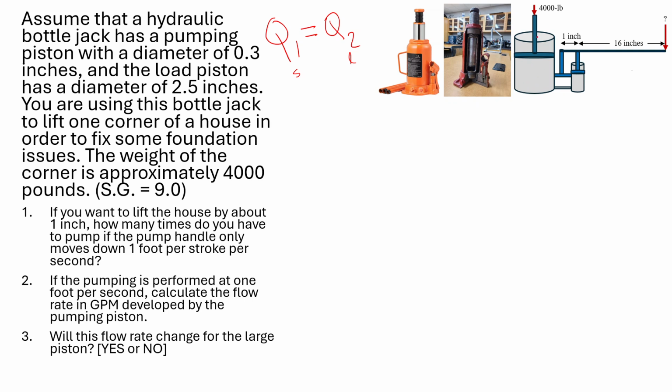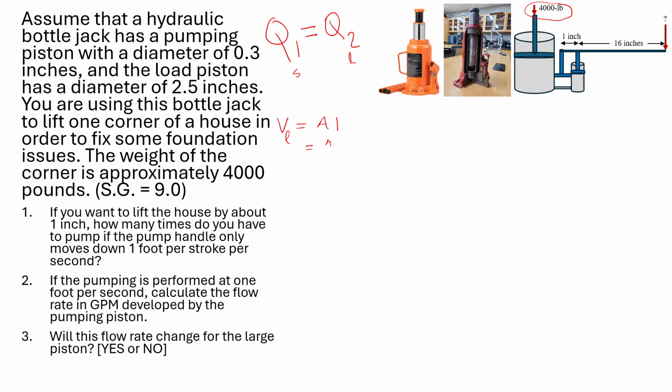However, the movement will be different here, because if you calculate the total volume displaced, in this scenario, this bottle jack is used to lift a corner of a house which is about 4,000 pounds, so it is lifting 4,000 pounds. The house corner needed to be lifted about 1 inch. So the total volume associated with that large piston is the area times the 1 inch of movement of the large piston. So that is 1 inch.